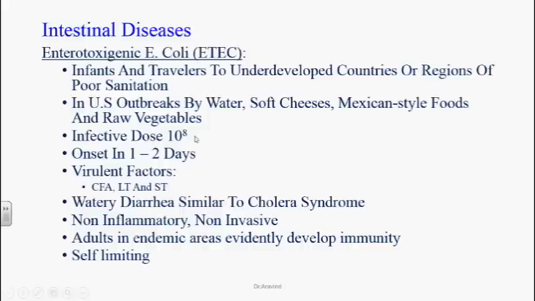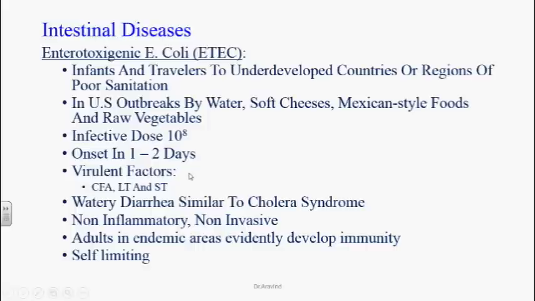So the infective dose for this enterotoxigenic E. coli will be very large. It is a high infective dose, that is 10 to the power of 8. And after ingesting these organisms, the onset of symptoms occurs within 1 or 2 days.